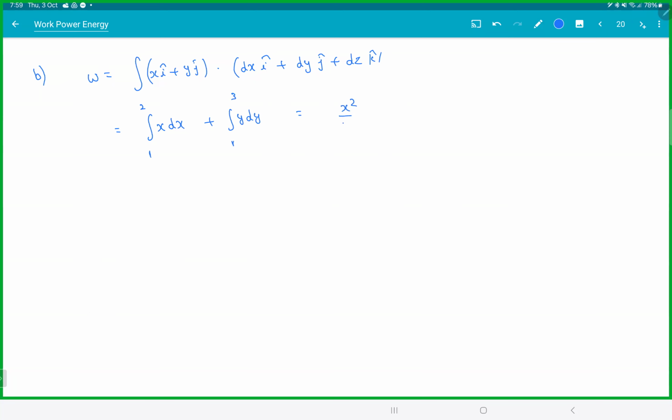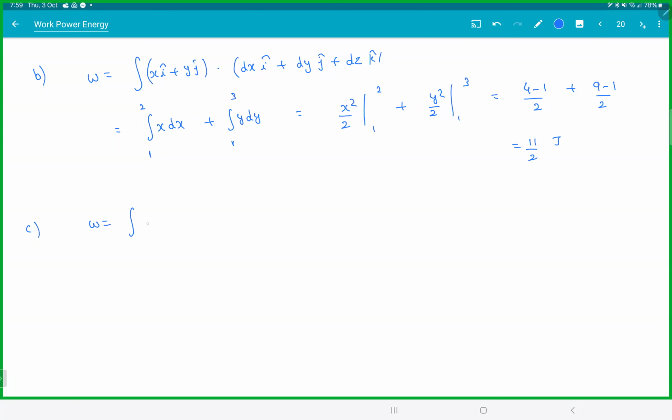This is x square by 2. Limits are 1 to 2, plus y square by 2, limits 1 to 3. This is 4 minus 1 by 2 plus 3 square, 9 minus 1 by 2. That is 11 by 2. Got it? Now look at the third part.